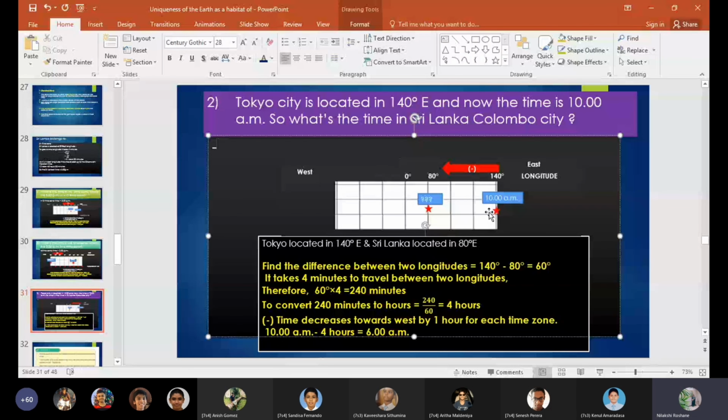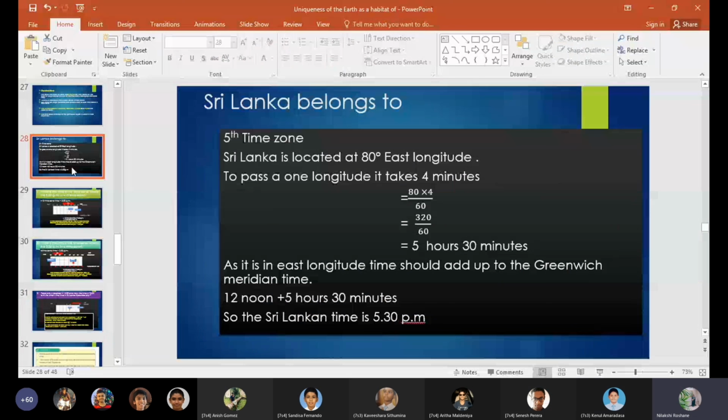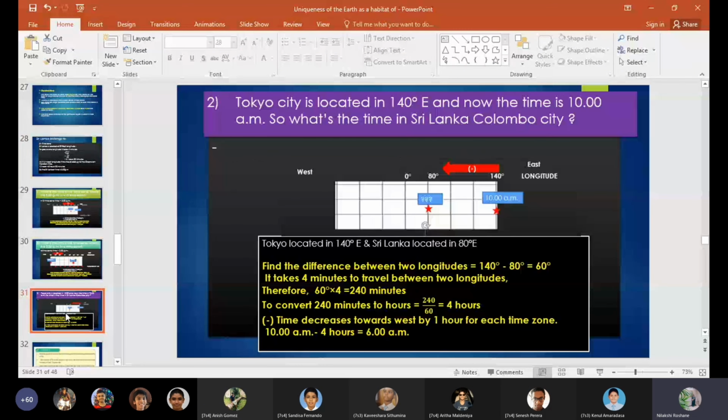So Tokyo city is located at 140 east longitude, and now the time is 10 a.m. So where is Sri Lanka located? What is the longitude where Sri Lanka is located? Earlier we discussed, Sri Lanka is located at the 80th east longitude. So first you have to find the difference. You find the difference as 60 degrees.